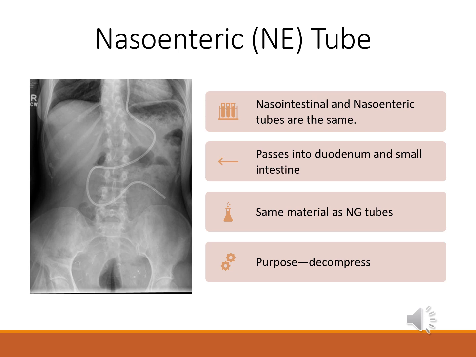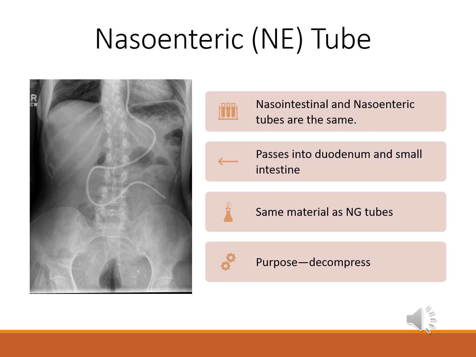Nasoenteric and nasointestinal tubes are very similar to NG tubes, except their placement is different. NG tubes are placed in the stomach, and nasointestinal and nasoenteric tubes are placed further into the small intestines or duodenum. Their insertion is very similar to that of an NG tube, and they are used for decompression, diagnosis, as well as treatment.